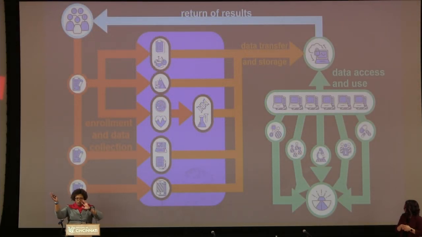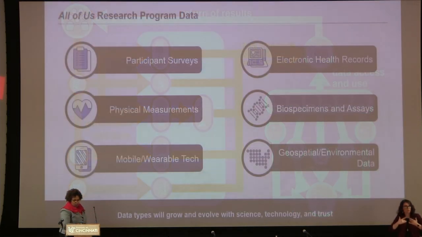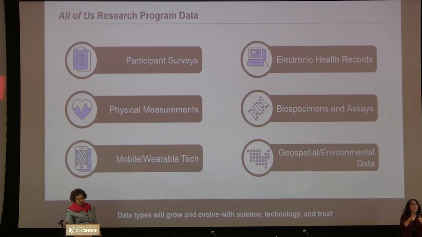One can distill the program into 4 basic parts, going from left to right: the engagement, enrollment, and collection of data, the transfer, curation, and storage of that participant data, and then it forks. On the one hand, there's a maintenance of data resources, which will be accessed by researchers, and on the other hand, you have information going back to participants in the return of information. Initially, the program plans to collect around 6 modalities of data, but the types of data collected will adapt to the scientific and technological climate, and again, as we continue to build trust through the program.